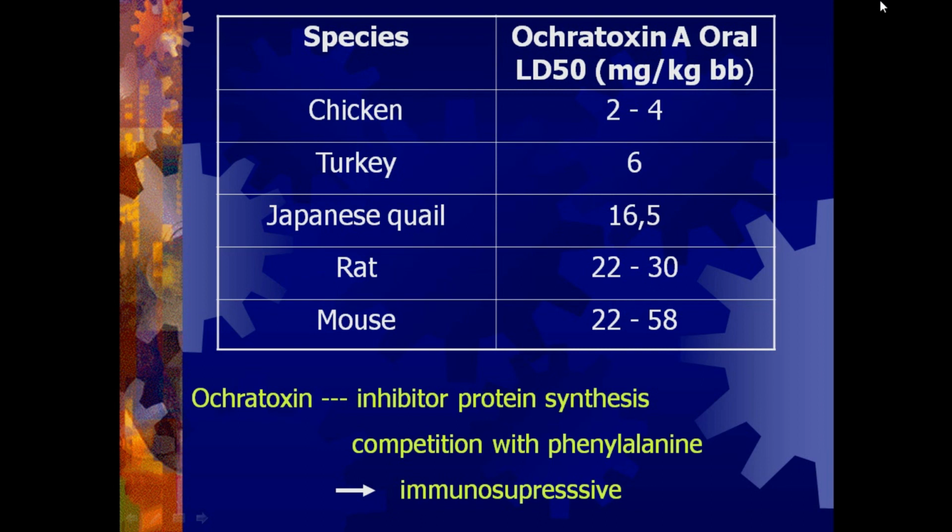Ochratoxins can act as inhibitors of protein synthesis, and they compete with amino acids like phenylalanine. As you know, proteins and also phenylalanine are important to build antibody structures. For example, the Fab fragment or Fc fragment of an antibody is made from many amino acids. Due to the inhibitory properties of ochratoxins, the process of making antibodies will be diminished. Therefore, the animal will have a low amount of antibodies, indicating immunosuppression.